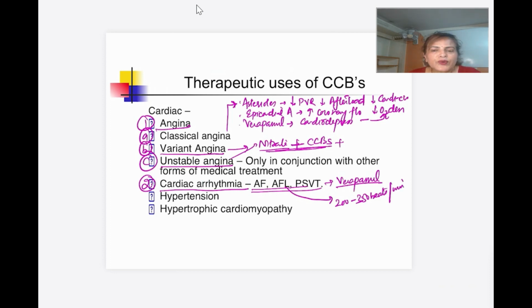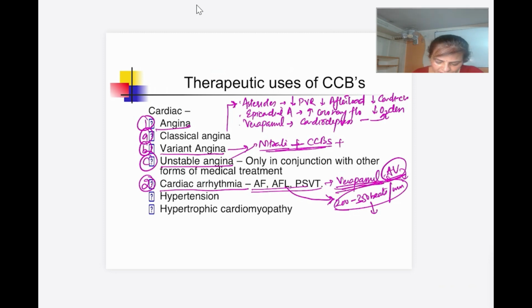Okay, so if we are going to give the verapamil, it is going to slow the AV conduction. So what will happen out of this? Only a few impulses will pass through the AV node, and in all these conditions we have to control the ventricular rate. So verapamil, by slowing this AV conduction, is going to help in regulation of the ventricular rate. So we can regulate the ventricular rate by giving the calcium channel blocker.